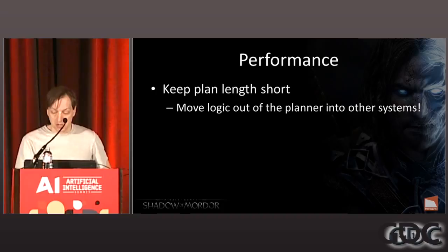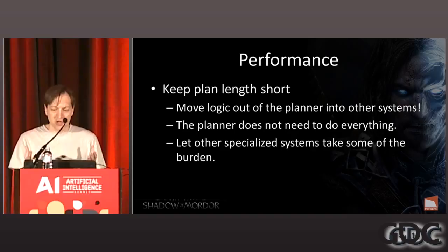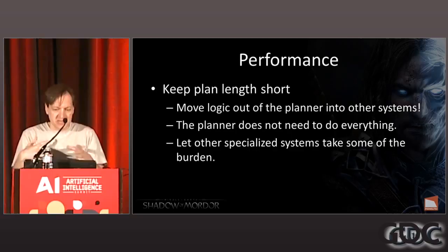We skipped a few here. But this is where I'm talking to myself as much as anyone here. When you work on your AI, whenever something new comes up, you think, oh, I've got to add this to the planner. How do I do this? And I'd like to urge you, it doesn't have to be in the planner. You can look to other systems and say, well, maybe this system could support what I need to do, and I don't need to make this planner a large, complicated mess.